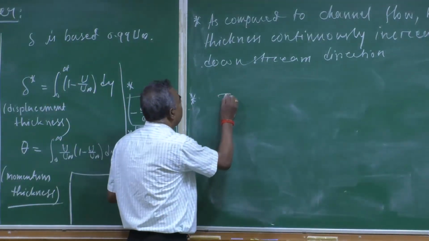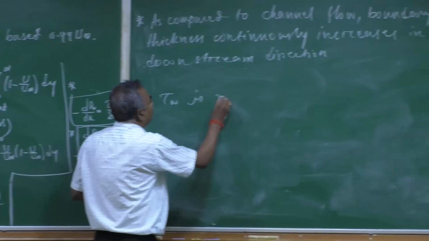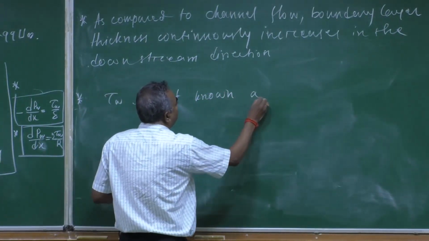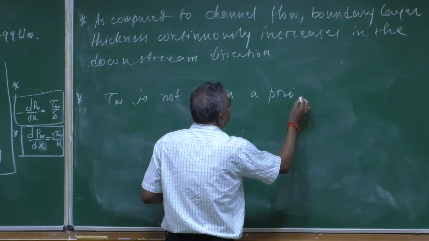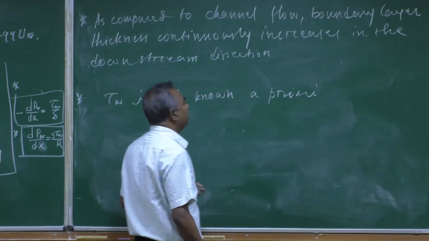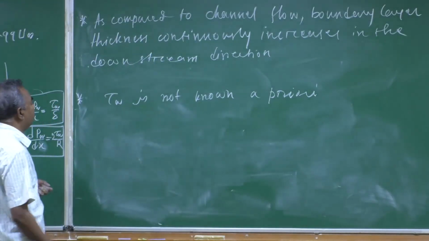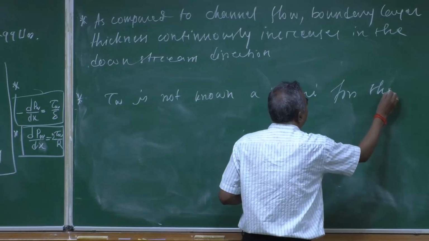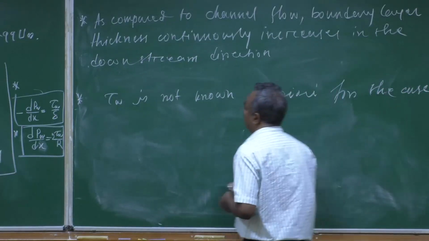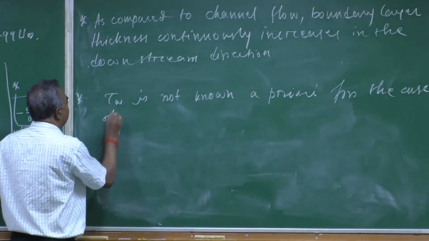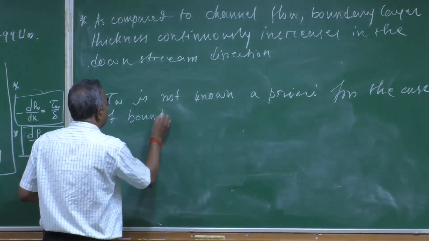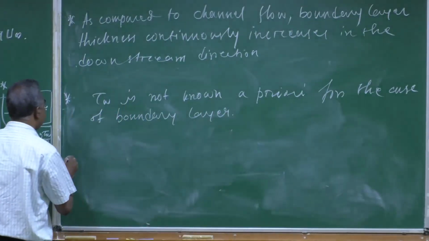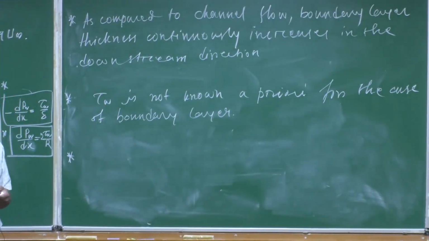That means tau w is not known a priori for the case of the boundary layer. And another point, as I have mentioned, is the intermittency.